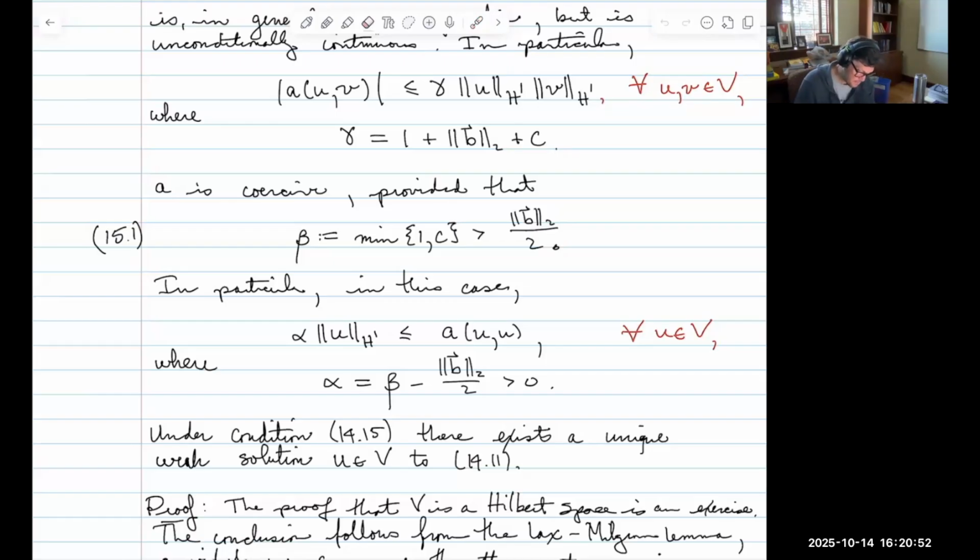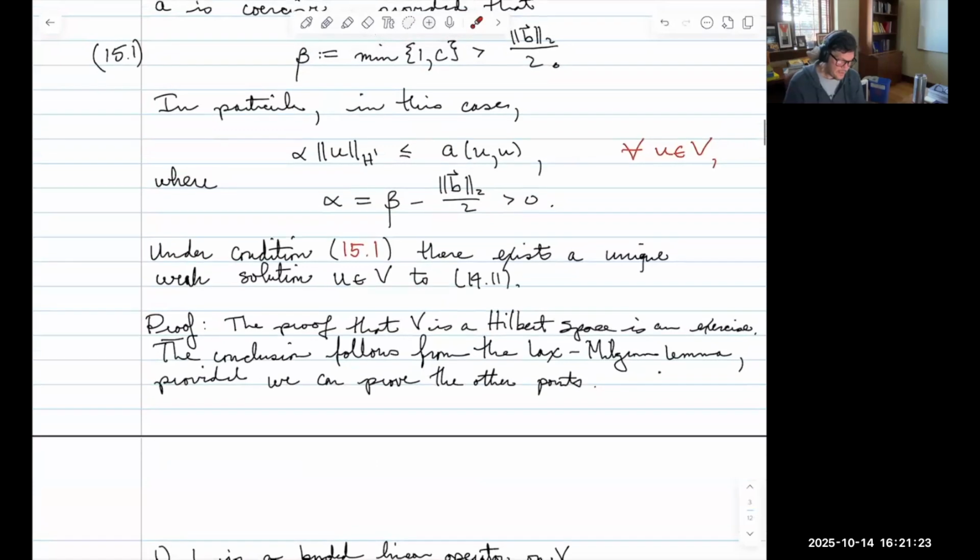Under these conditions, there exists a, let's see, oops, that's not correct there. Let's correct that. It should say under condition 15.1, that's the assumptions on the parameters that were given, there exists a unique weak solution U to 14.11. In other words, there's a solution to 14.12.